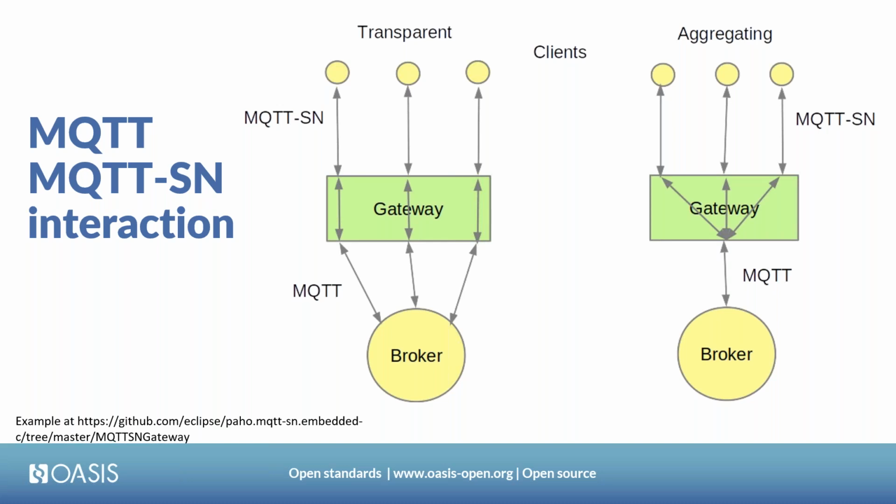The aggregating gateway collects all the incoming MQTT-SN traffic into one MQTT connection, thus providing extra efficiency between the gateway and the broker, but perhaps less manageability of the individual MQTT-SN clients. Both have different advantages.